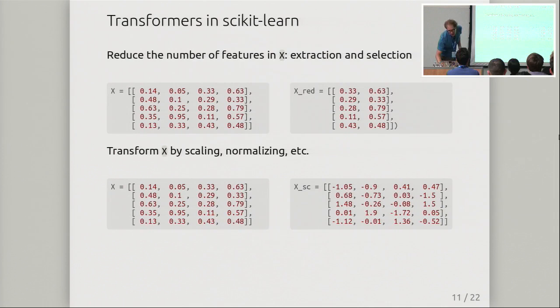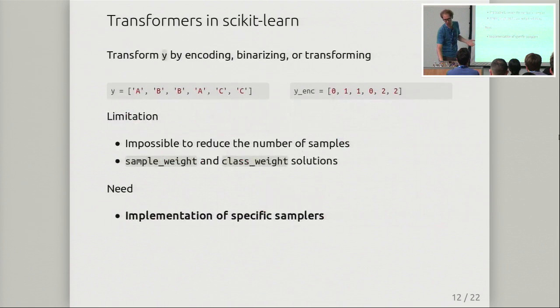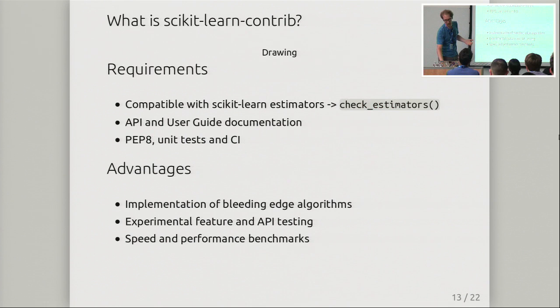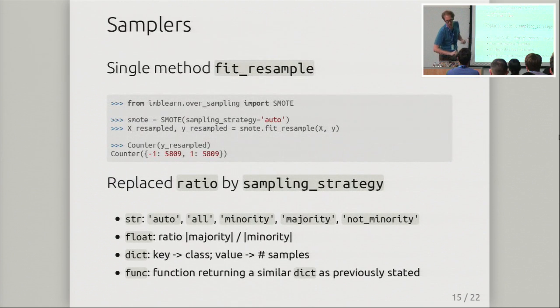So what does scikit-learn offer? Usually in scikit-learn, you can either sample the columns, or you can rescale the data, but you can never sample rows. So what imbalanced-learn proposes is to actually sample rows so that you can learn with different rows.